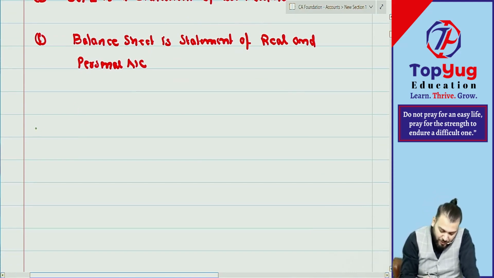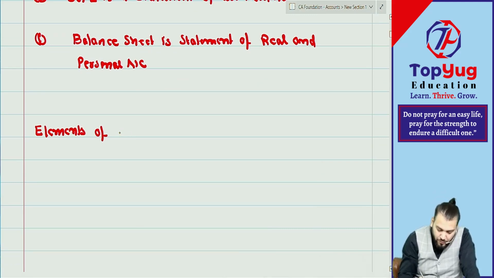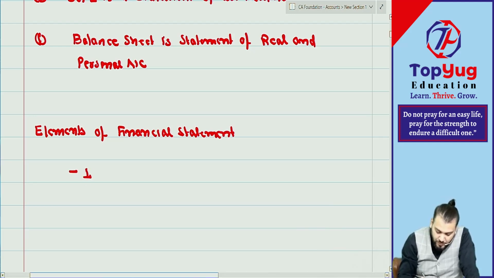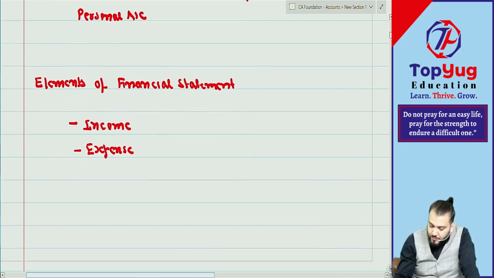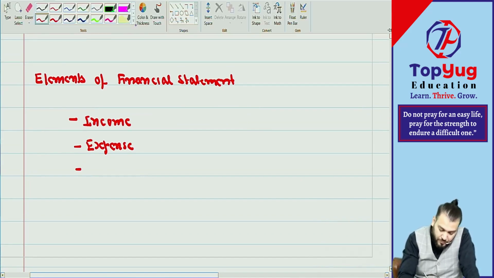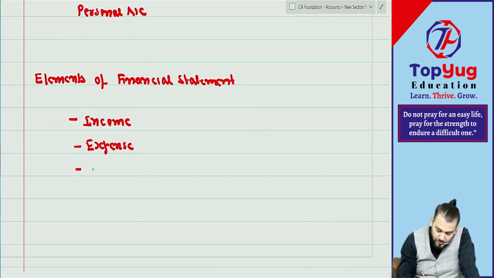Write down the next point: elements of financial statement. First is what? Income. Then what? Expense. Then what? Asset. Then what? Liability. And then we call it equity.